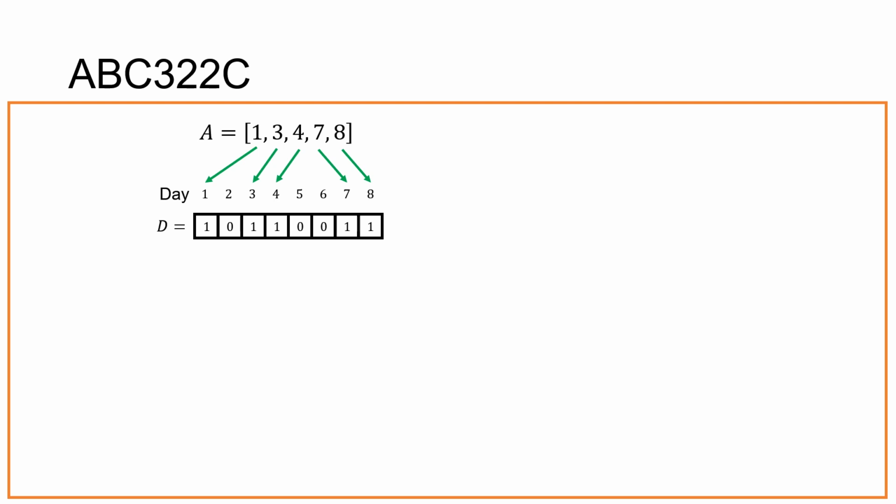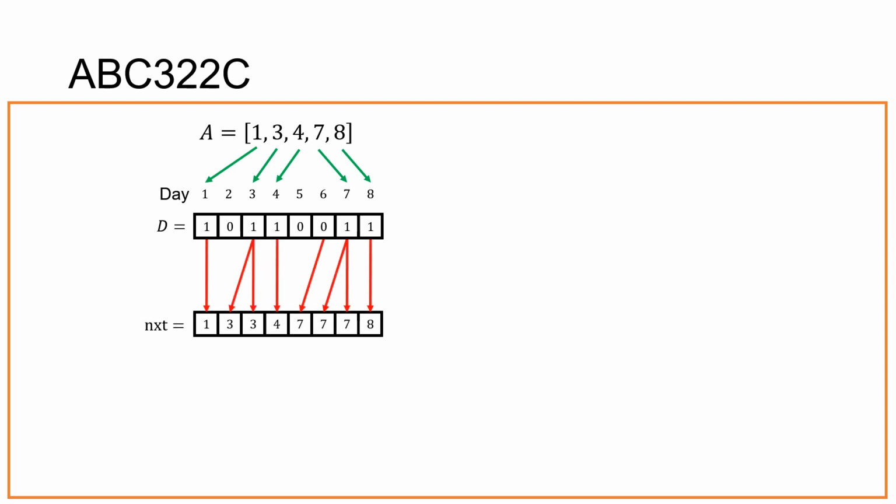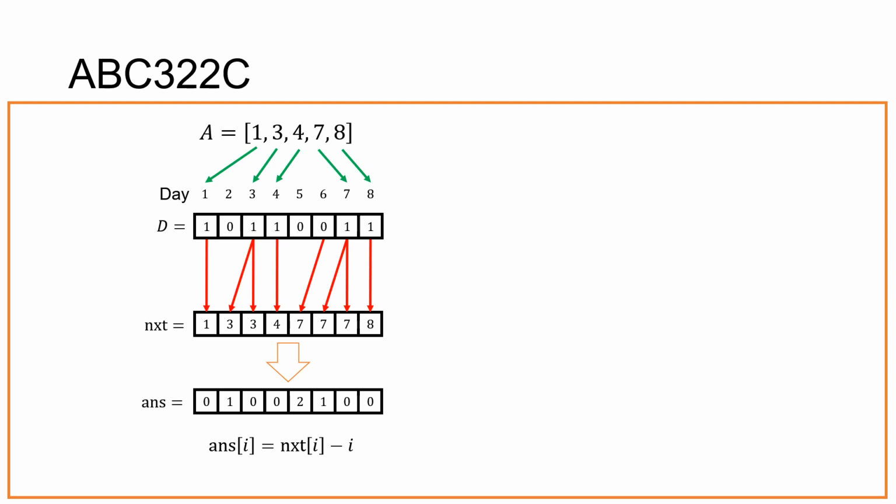We first make a list D from list A about whether fireworks will be launched on the day or not. Then we define our list next to record the day of fireworks afterward. We can fill it with list D like red ink. Then the answer for each day is easily computed as next of I minus I. This is the outline.